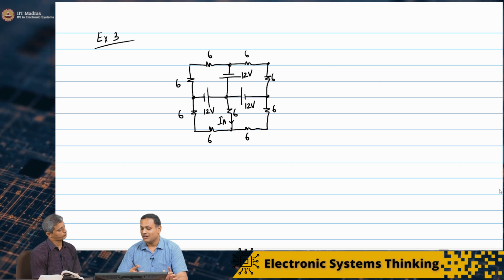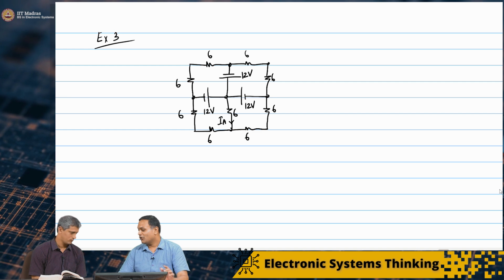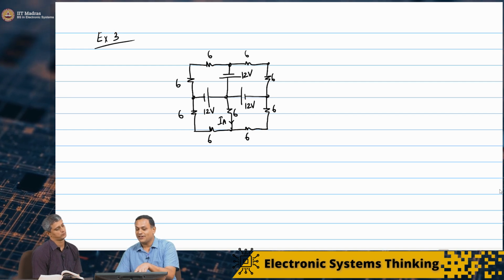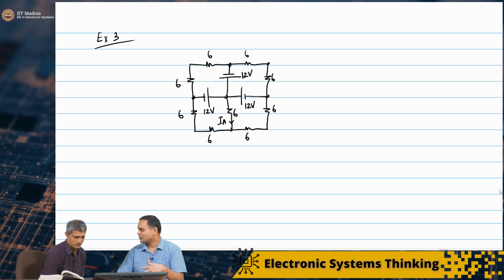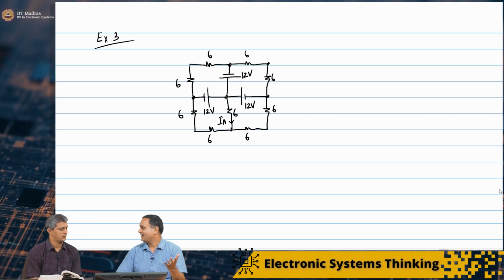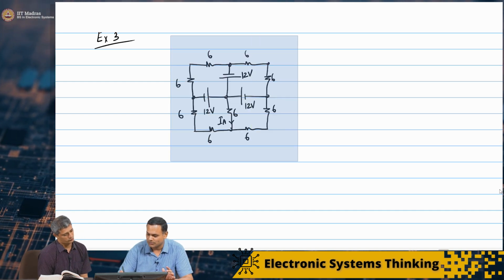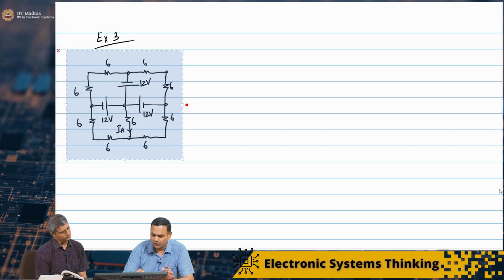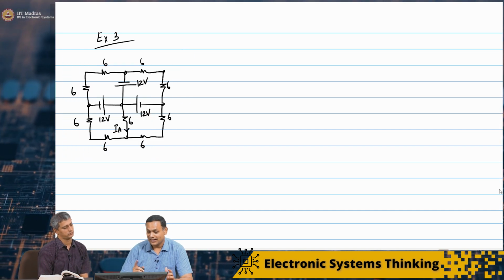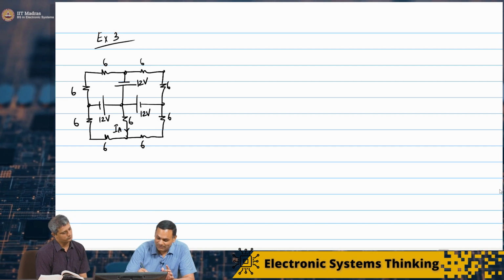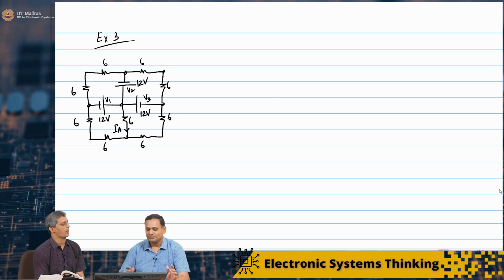Actually, this looks like a problem which will become very easy with superposition. Because if I were to write the mesh equations, there will be 4 meshes, 4 variables. It will take a long time to solve. So let's solve this by superposition. The first thing I am going to do is, because all the voltages are equal, let me at least mark the names. Let me call them V1, V2 and V3.